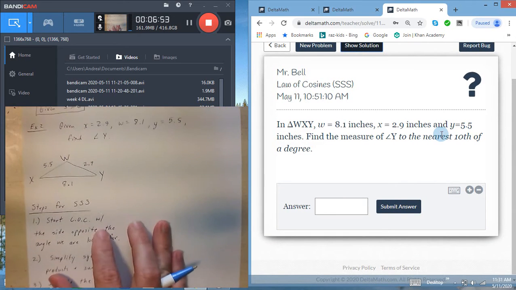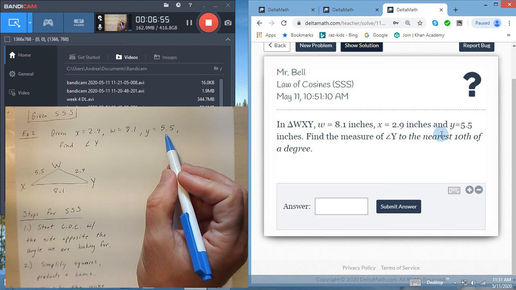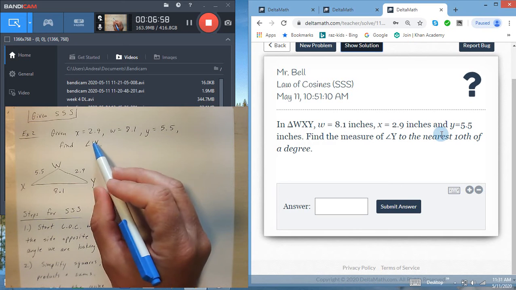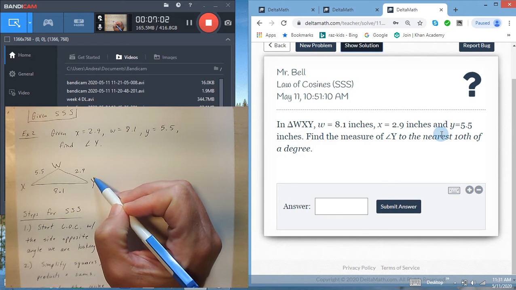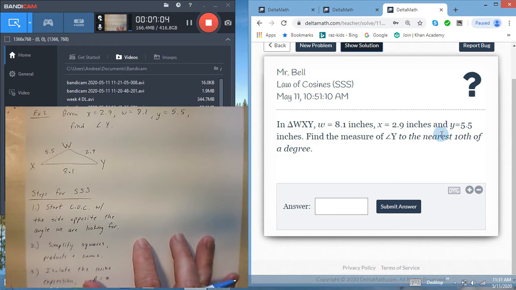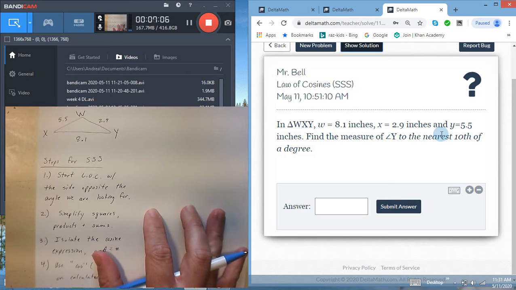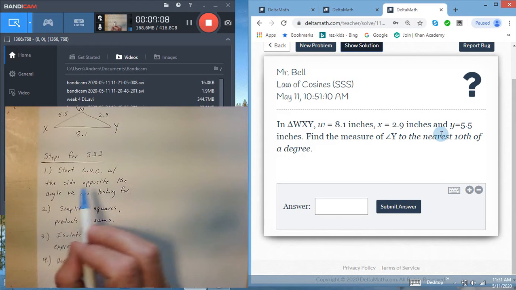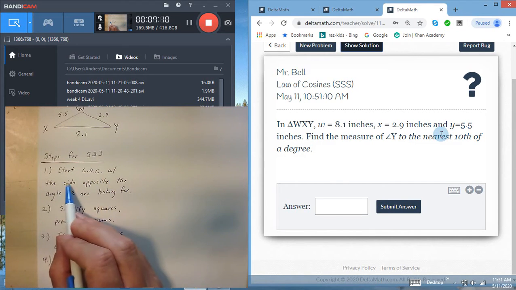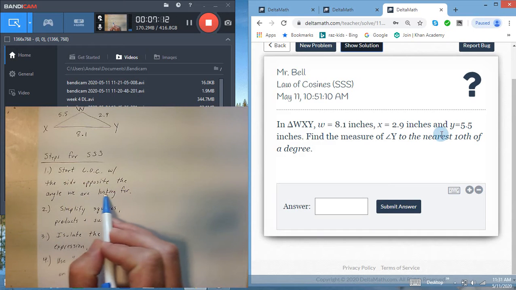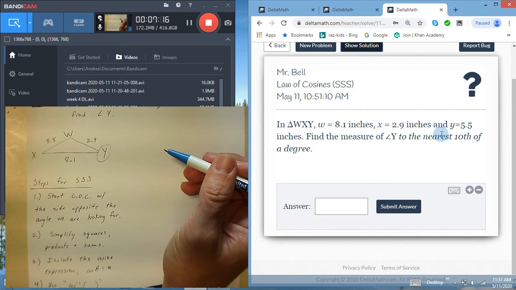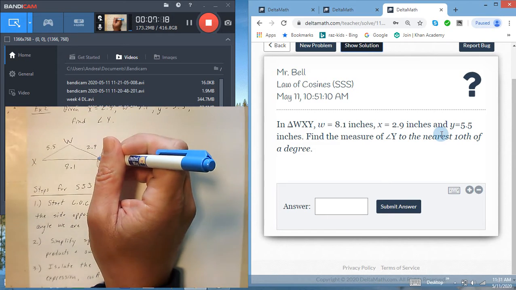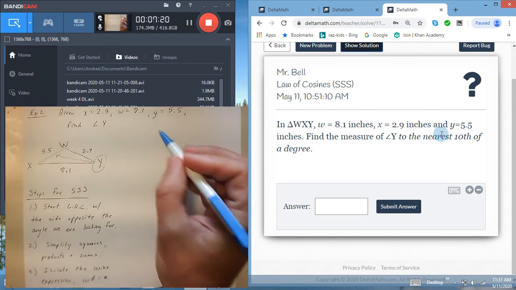Here we go. Given this information, we're going to be asked to find angle y. But I'm given all 3 sides of this triangle. I put down some steps here for you so you can pause, rewind, or whatever. What we're going to do is start the law of cosines with the side opposite the angle we are looking for. So we're looking for angle y. We're going to start this law of cosines relationship opposite this, so side y.